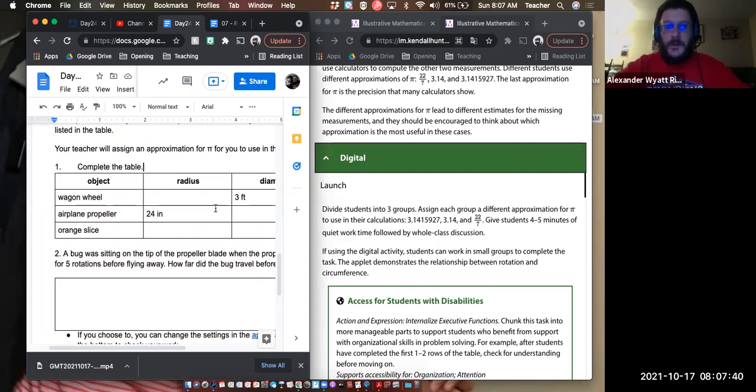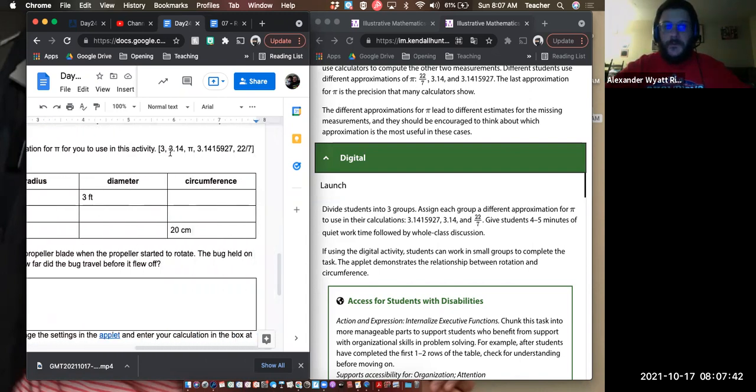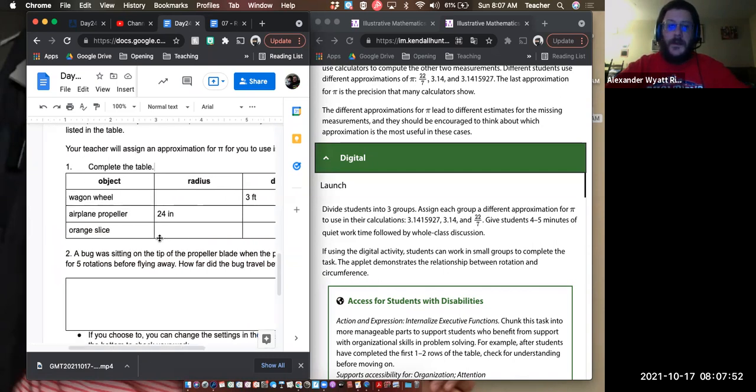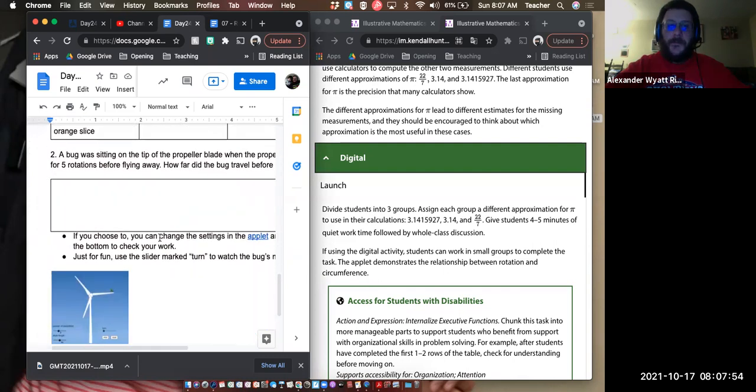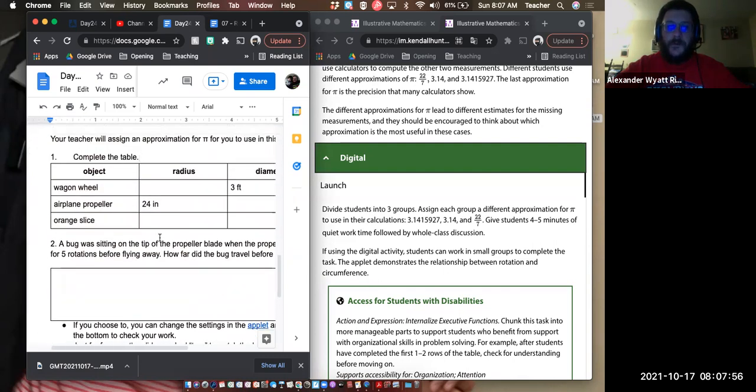See if we're all in the class. One row would do 3, one row would do 3.14, one row would do pi, another one would do 3.1415927, another one would do 22/7. And then we would discuss it. But we're not in the classroom, so you just pick whichever one you want. I'm going to use pi.